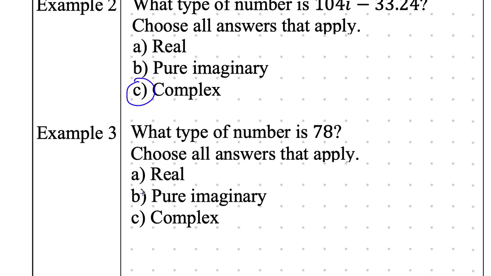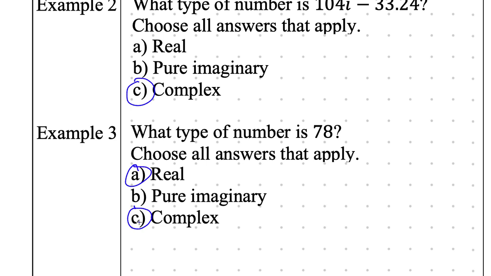Let's try number 3. Everyone had it right, except for Chris. Number 3. What type of number is 78? Quiet, raise hand if you know it. Gio, go for it. A and C. There it is. Thank you, Gio. It is both real and complex.